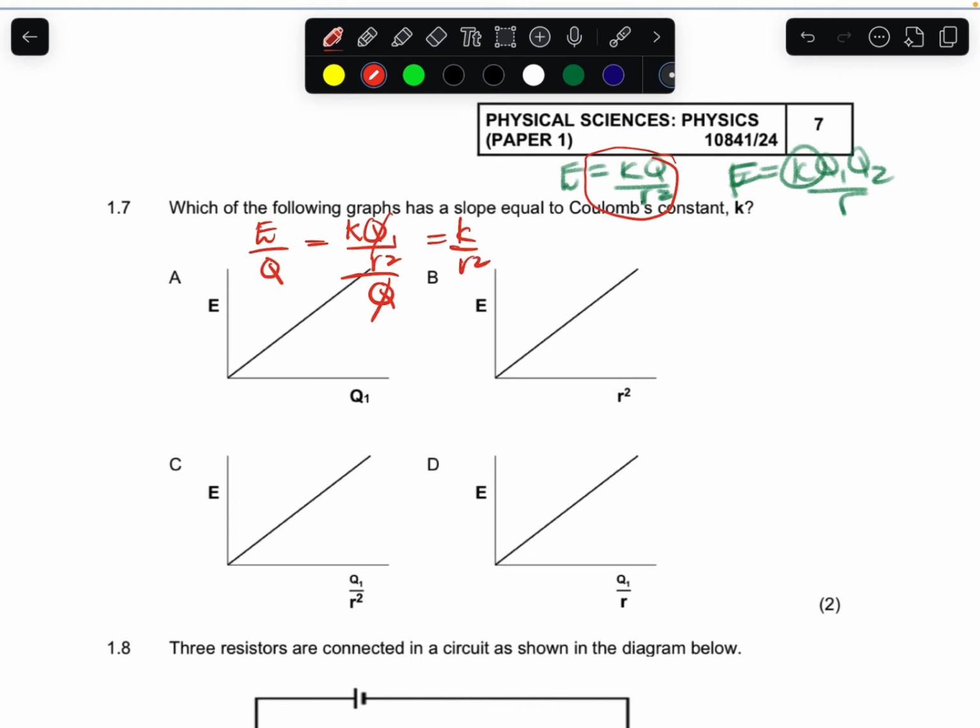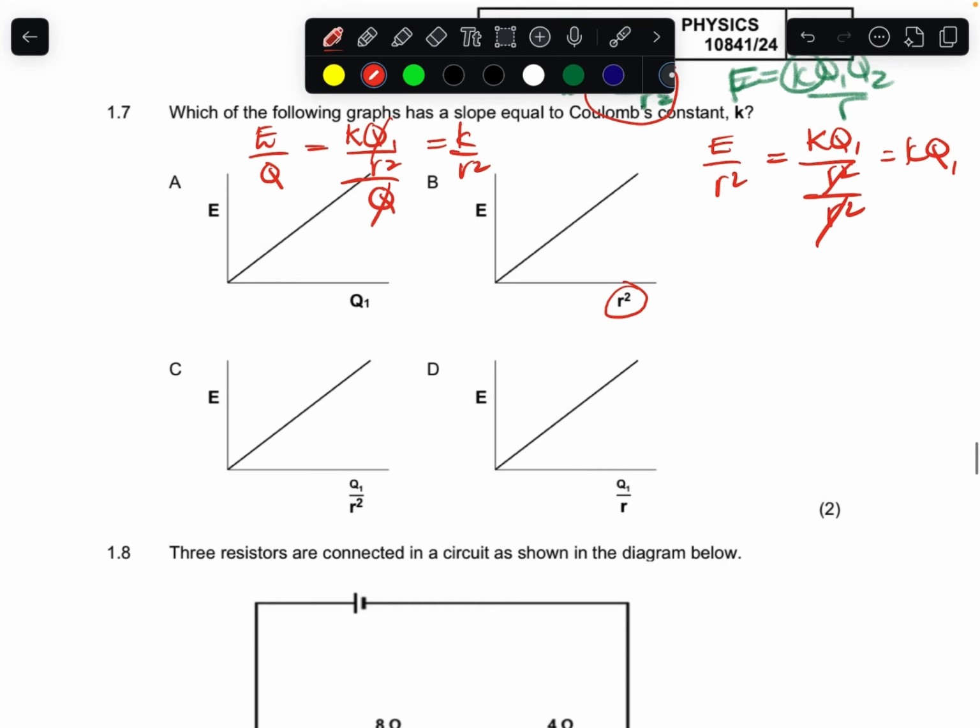Let's look at B. Change in Y over change in X is going to be change in E over change in R squared, which is KQ1 over R squared divided by R. So the R and R will cancel. So we're going to have KQ as a gradient there, which is incorrect.